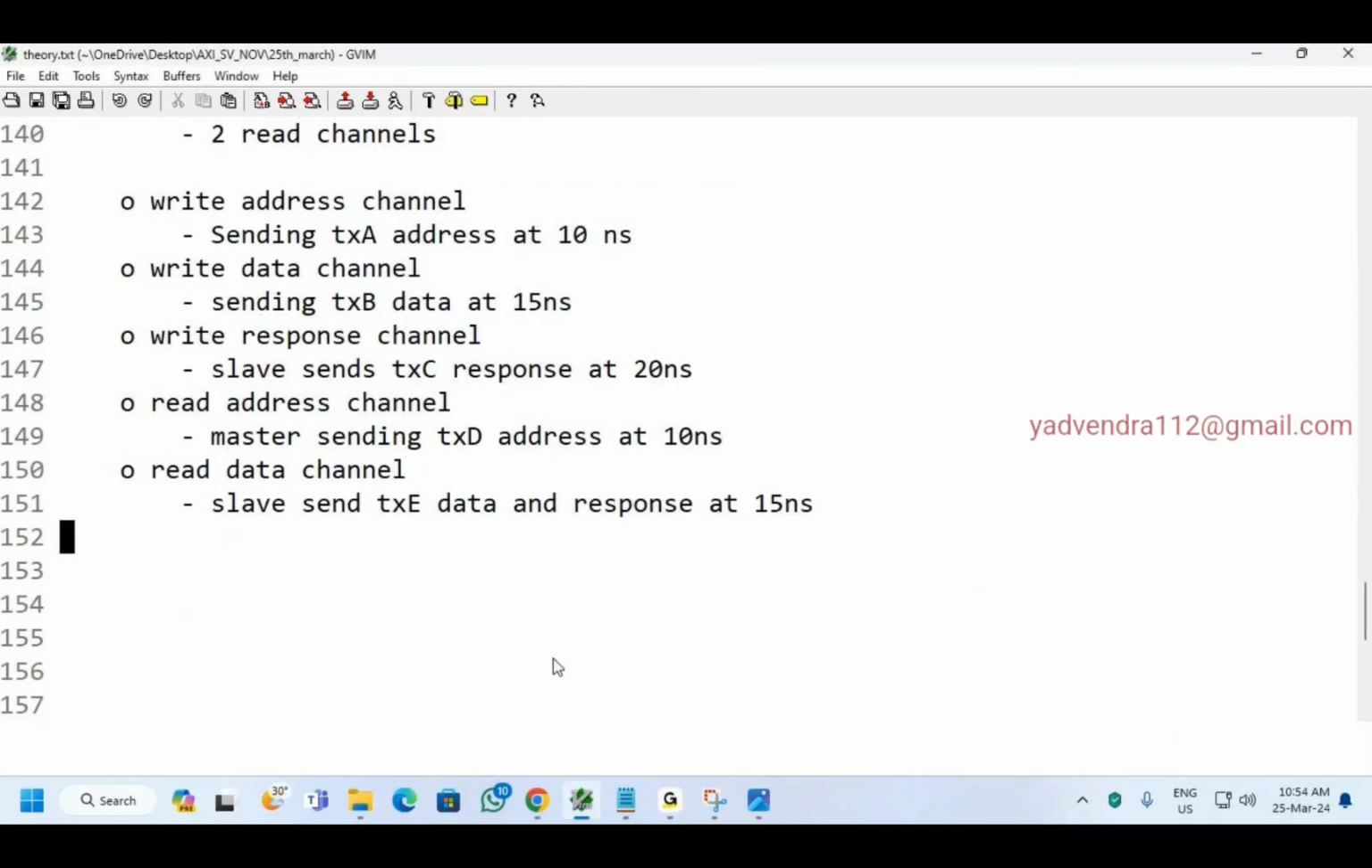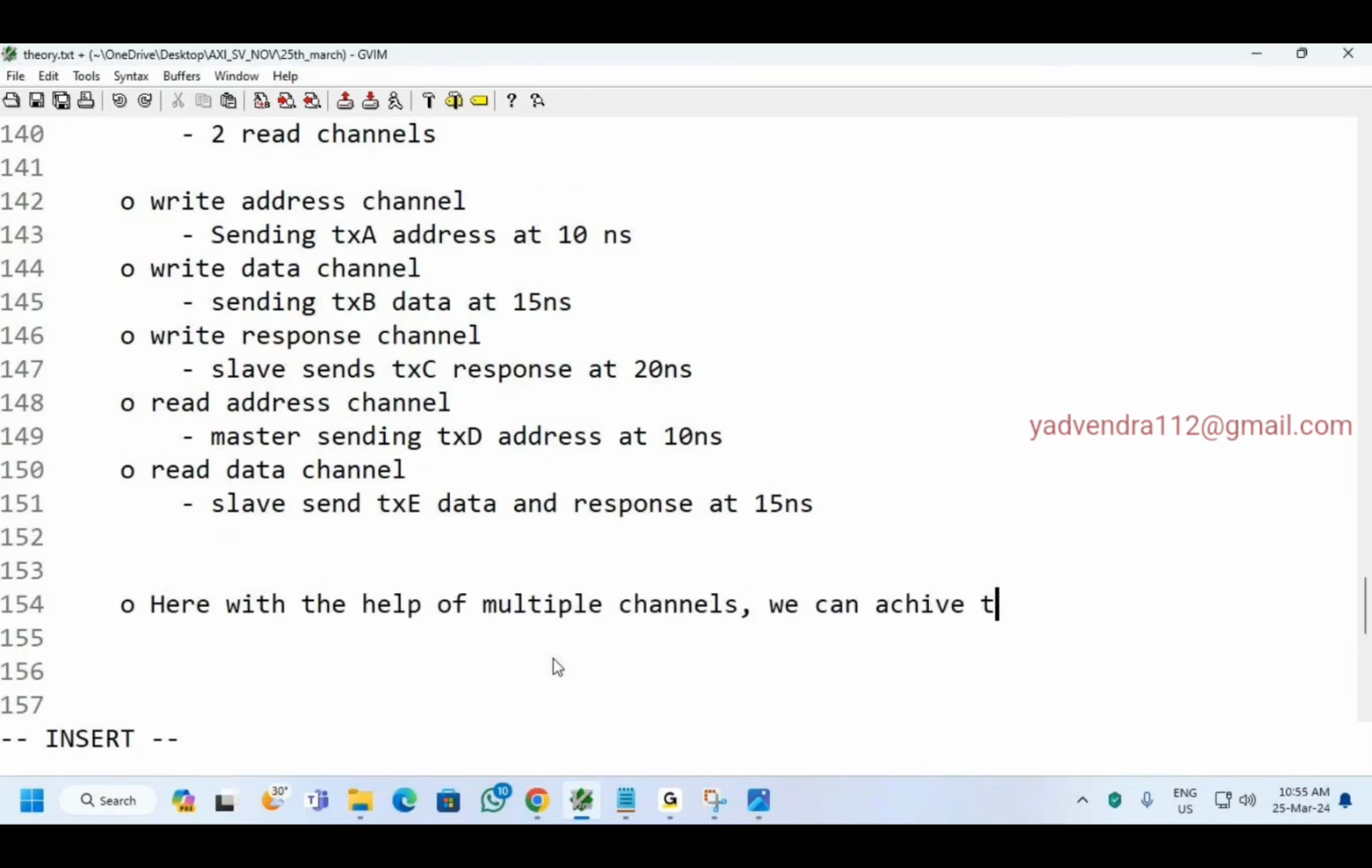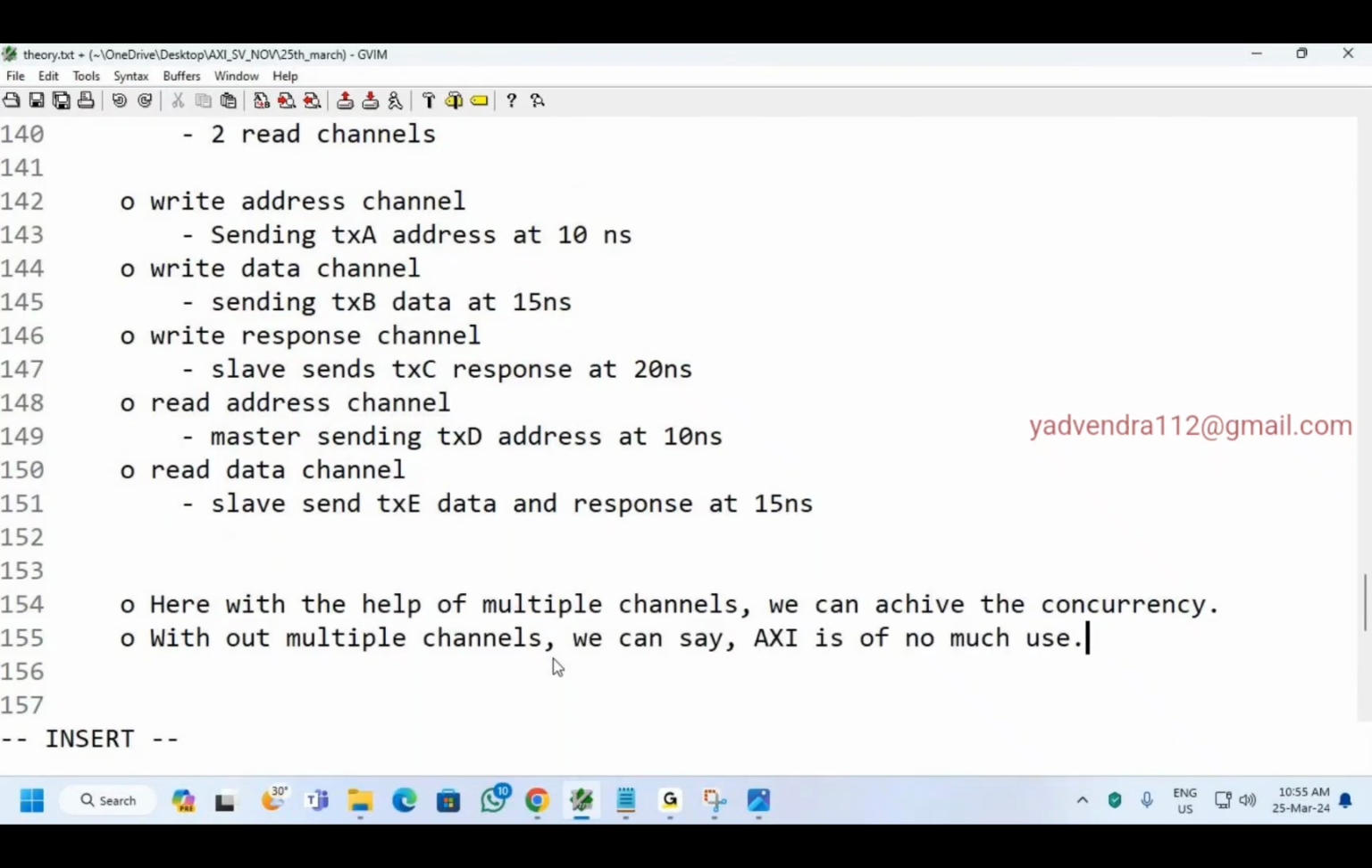With the help of multiple channels, we can achieve the concurrency. Without multiple channels, AXI is of not much use. AHB is enough, because apart from AHB, we are introducing these channels. If there are no channels, AXI is of not much use. So multiple channels are what make the AXI different from the AHB and APB.